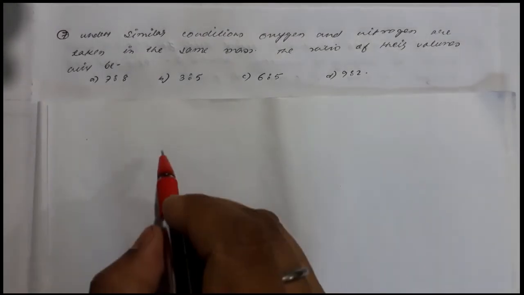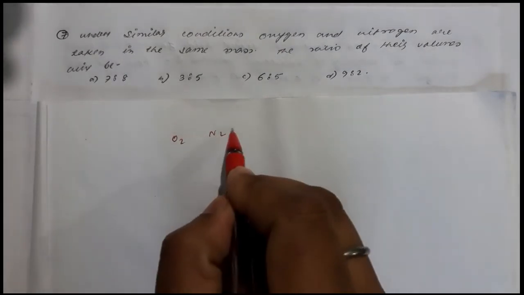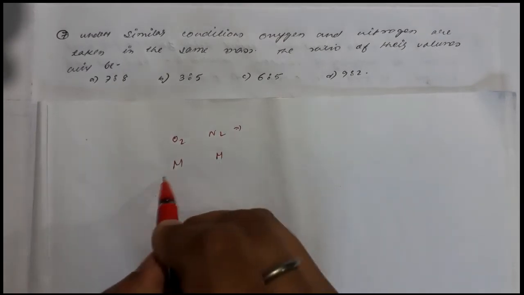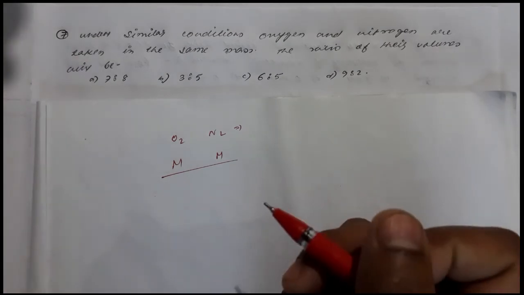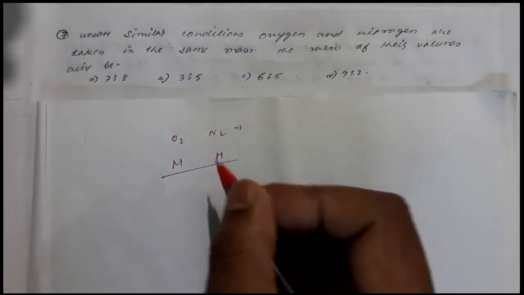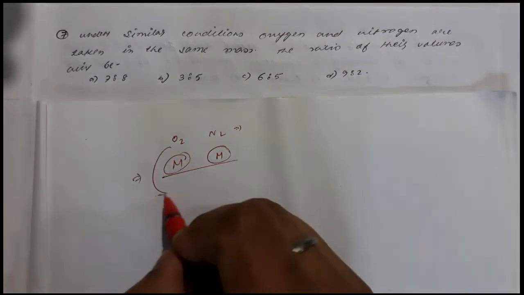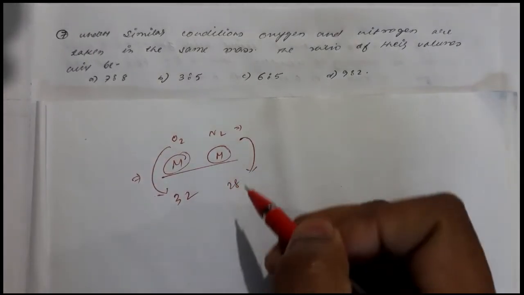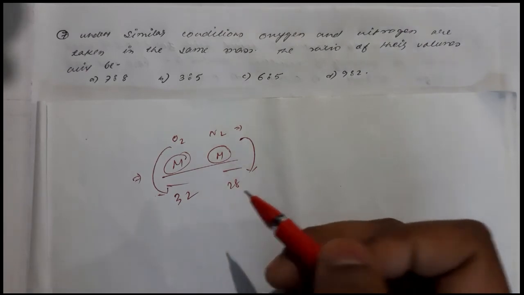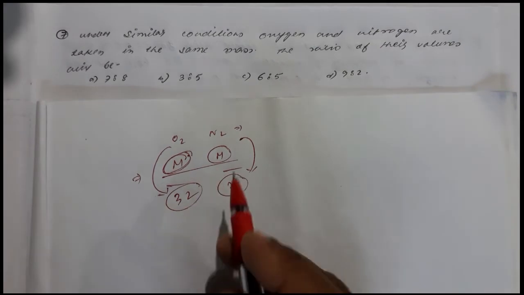Okay, next question: under similar conditions, oxygen and nitrogen are taken in the same mass, let's say their mass is equal to m. What will be the ratio of their volume? Mass is given, and we know their molecular masses, 32 and 28. They're asking for the ratio of their volume, where only mass and molar mass are given.